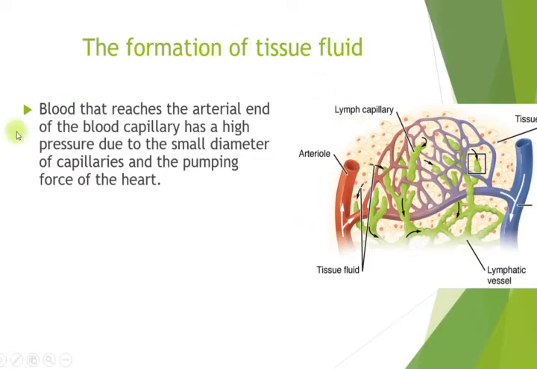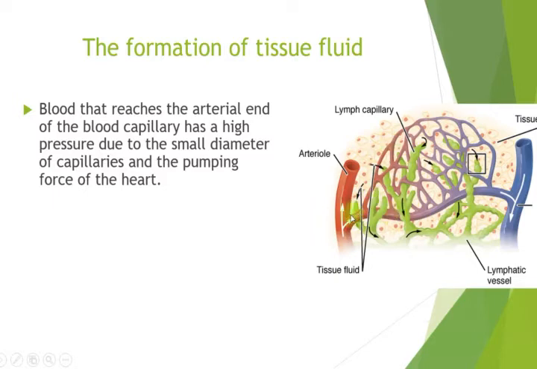What happens during the formation of the tissue fluid? First, the blood that reaches the arterial end of the blood capillary has a high pressure due to the small diameter of capillaries and the pumping force of the heart. I repeat, the blood that reaches the arterial end, which is this arterial end, is under high pressure. Why under high pressure? Because of the smaller diameter of the capillary here.